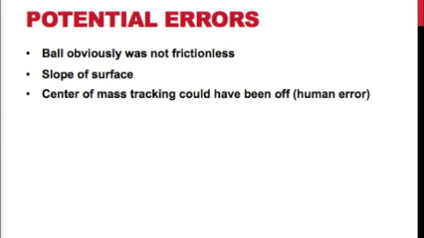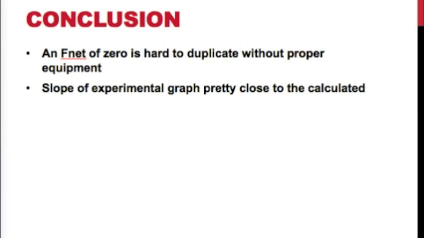Obviously, there was some friction acting on the ball, so the f-net vector was not completely 0, although it was close. Maybe the table was not completely flat, and that could have affected the results. And with the center of mass tracking, I might have clicked off the center of the ball every now and then. But I would say we were pretty close to a constant velocity in the experiment. The Python graph and experimental graph were not too far off, so we can see that it's hard to simulate an f-net of 0 without the proper equipment, but we can get pretty close.